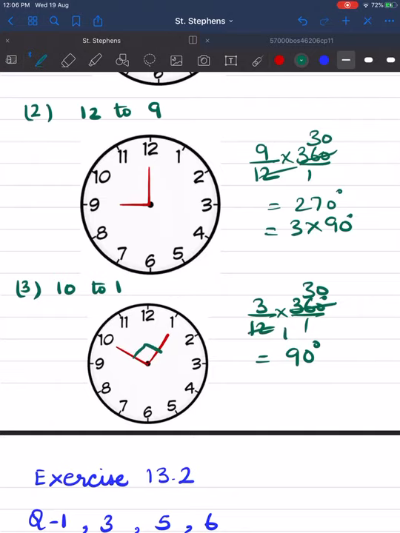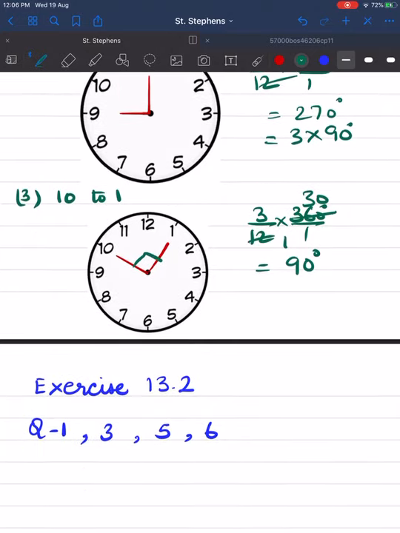I hope you have understood all these questions. Now do exercise 13.2, questions number 1, 3, 5 and 6. I repeat, do questions 1, 3, 5 and 6 of exercise 13.2.